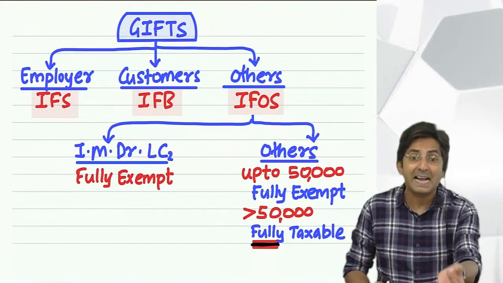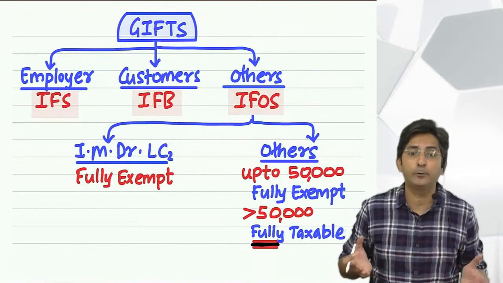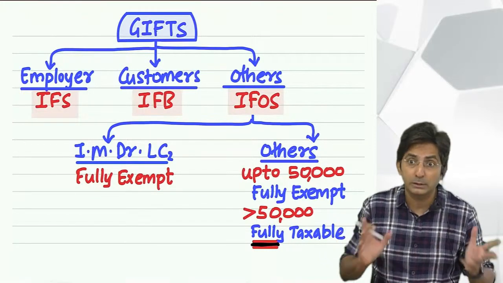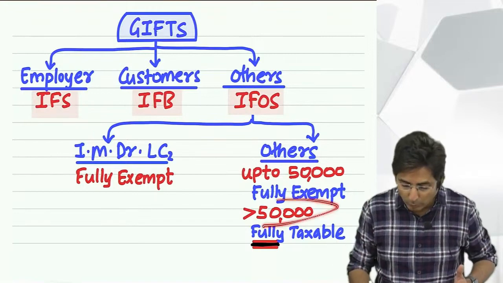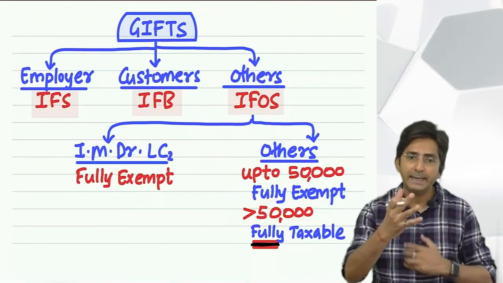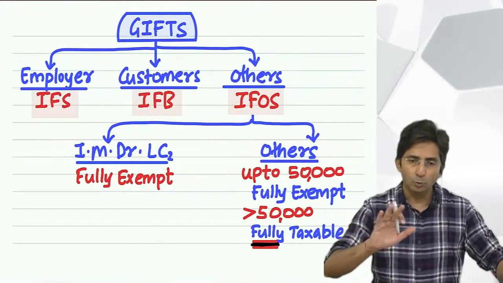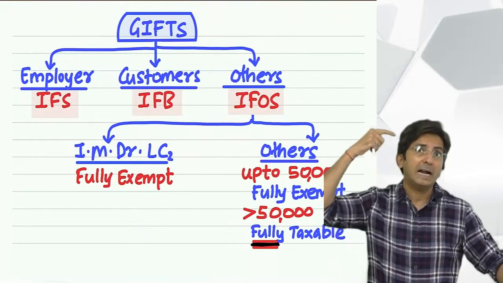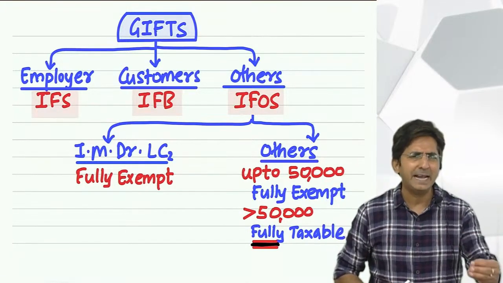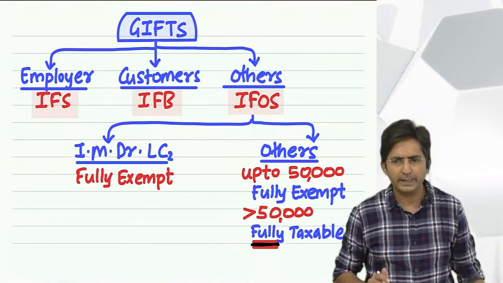Now it can be cash, or it can be gold also. Sometimes you get some gold. For example, say my friend has given me gold of 70,000. That is more than 50,000, so it will be taxed. So a gift can take any form. It can be in the form of money or a property or anything: cash, bank transfer, property, gold, silver, anything. The rule remains the same.